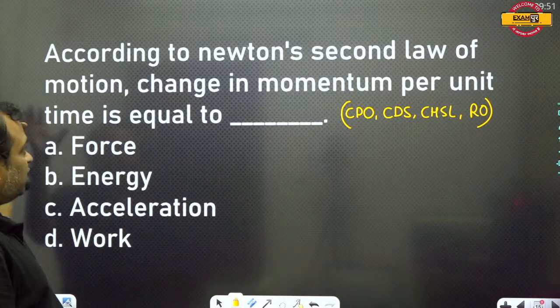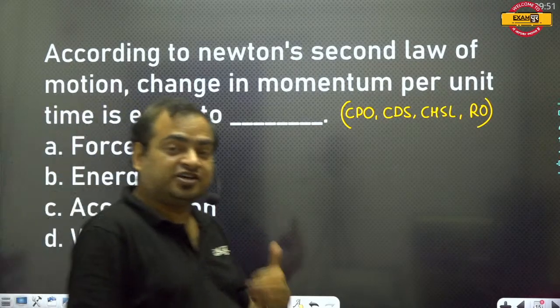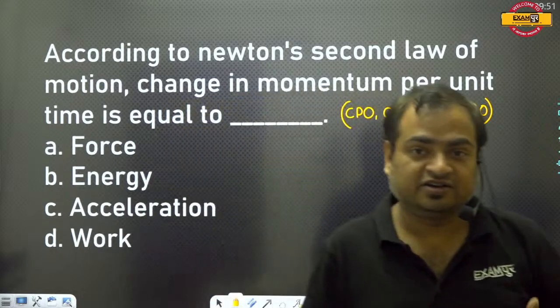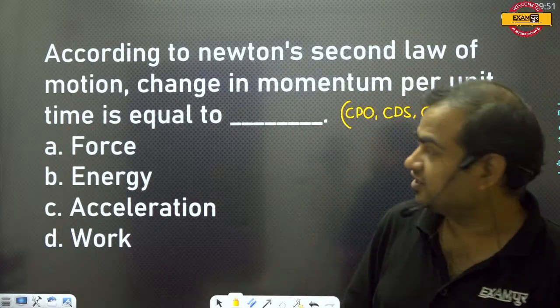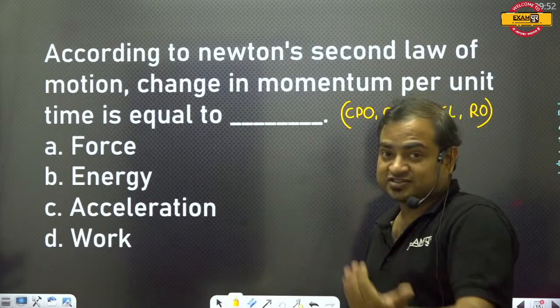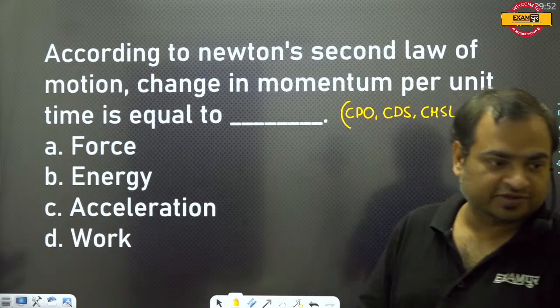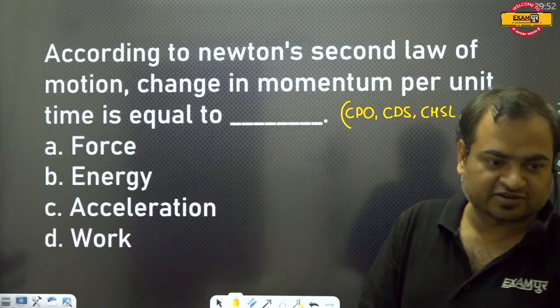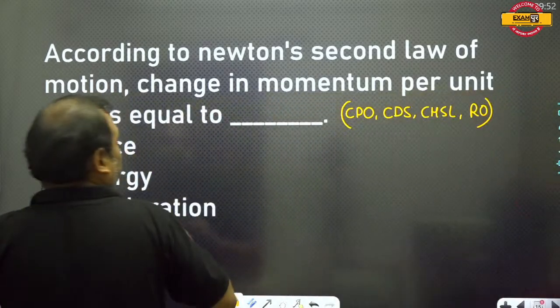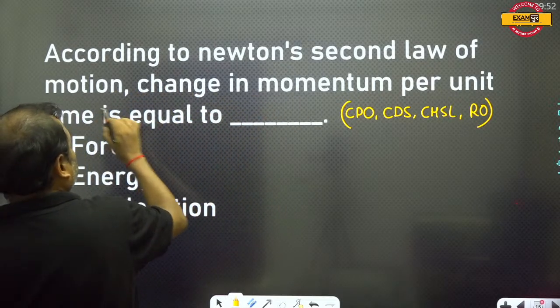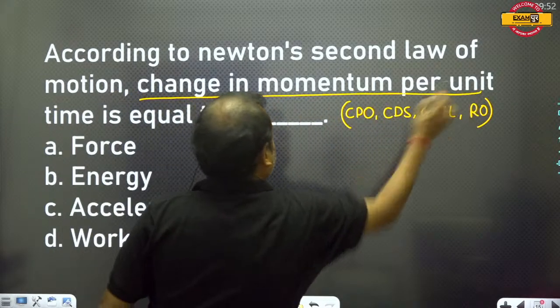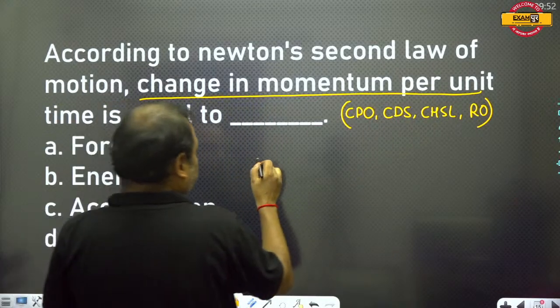Please tell me, I have explained this theory in my video lecture in the 2 p.m. session. If you have watched that video fully, then obviously you can answer the correct option here. Which one is the correct answer? According to Newton's second law of motion, change in momentum per unit time. It means change in momentum.